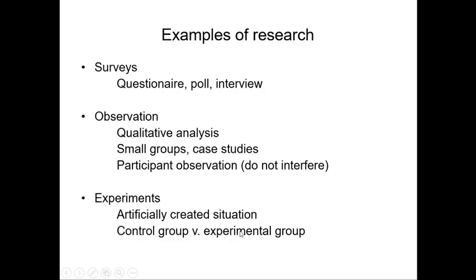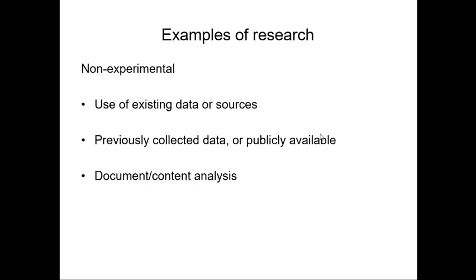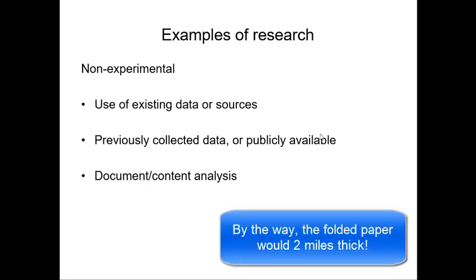The control group versus the experimental group is a very common experiment, particularly with drug studies where somebody's taking a placebo and the other person's taking the actual drug and they don't know which is which, and they check the results. And then we've got other examples here that are non-experimental.